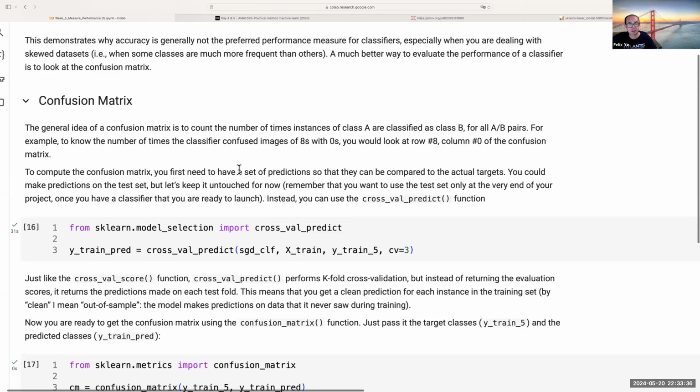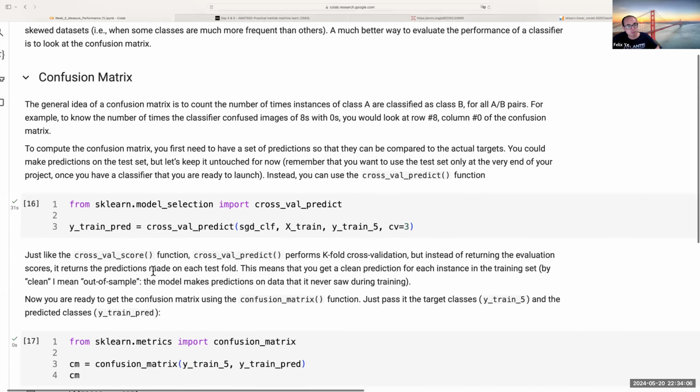We need to make these predictions so that we can compare them with the actual targets. Of course, you could do all of this on the test data set, but I would highly recommend not to do that. I want to keep that untouched for now. We are just using k-fold cross-validation to make these predictions here. So here we are using a new function called cross_val_predict.